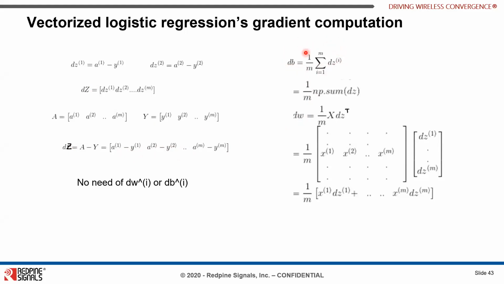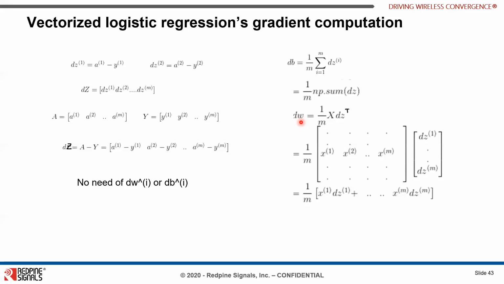And finally, when we write db, we know that db is equal to dz, so we can write in a vectorized format 1/m np.sum(dZ). Again, we can write dw as 1/m X dZ, because as I told, dw1, dw2 we computed previously. So how to represent that in the vectorized format? dw is the summation, I mean the average, of 1/m X dZ.